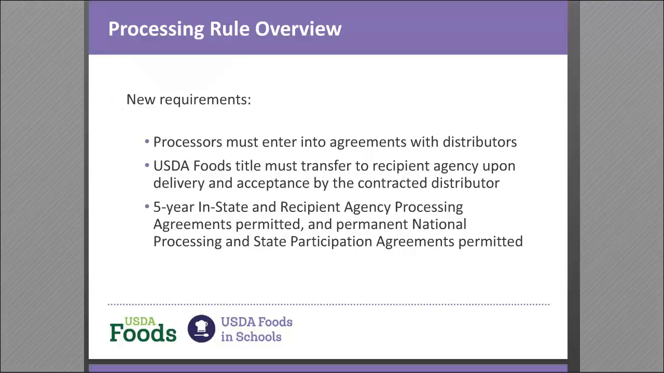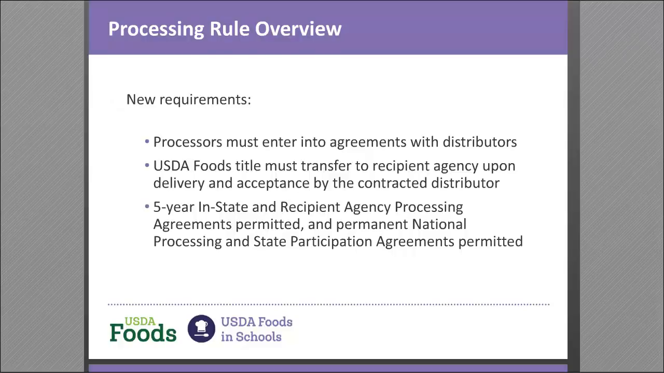Second, the final rule requires a title transfer exception dictating that when a recipient agency has contracted with a distributor to act as an authorized agent, title to finished end products containing USDA foods transfers to the recipient agency upon delivery and acceptance by the contracted distributor.